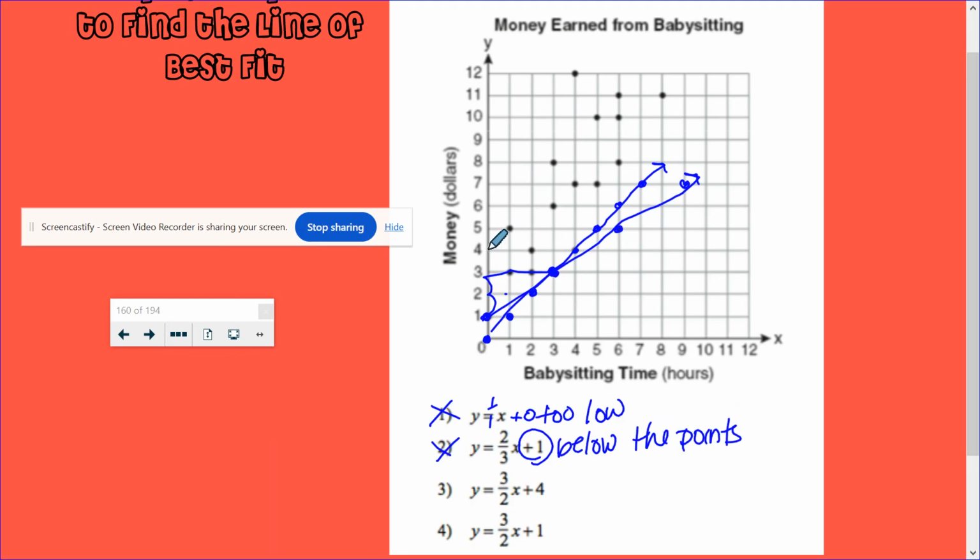Let's try number 3. So I'm going to start at 4, go up 3 over 2, 1, 2, 3, over 2. Well, that one's too high. So I am going to double check just to make sure that it's number 4. So I'm going to start at 1, go up 3 over 2, up 3 over 2, up 3 over 2, and that line goes directly through the points. So the answer is number 4.